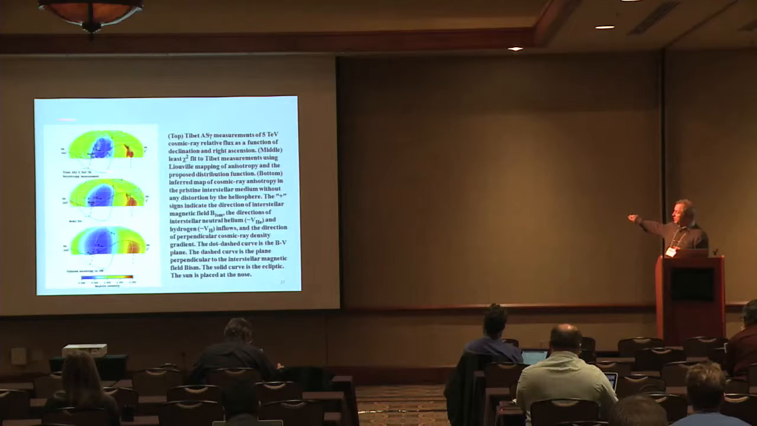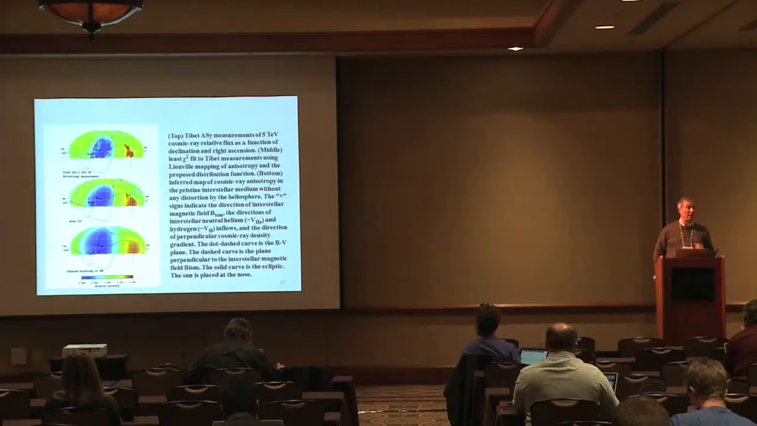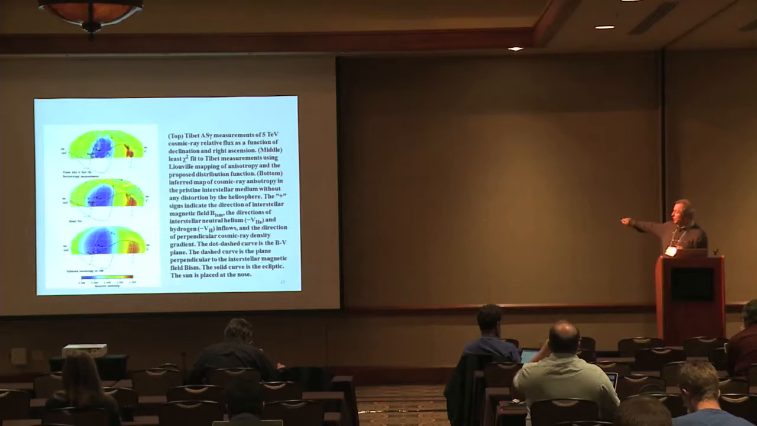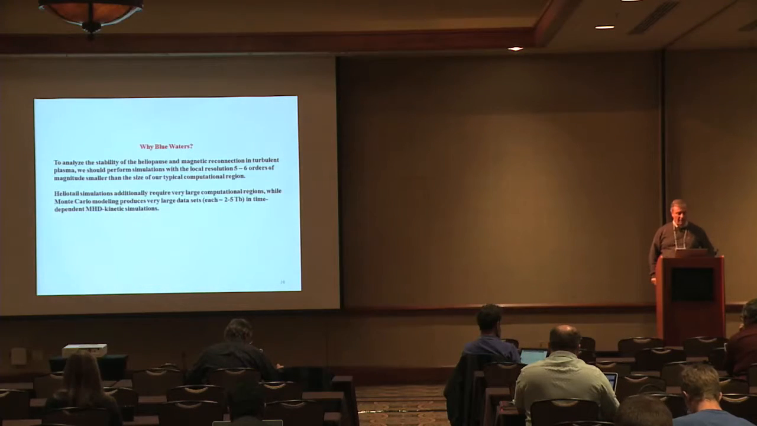These are observations of the 5 TeV cosmic ray anisotropy. And this is the simulated figure in the absence of the heliosphere. So if you insert the heliosphere, the simulation results become immediately closer to what was observed, in this case, at the Tibet Air Shower Observatory.